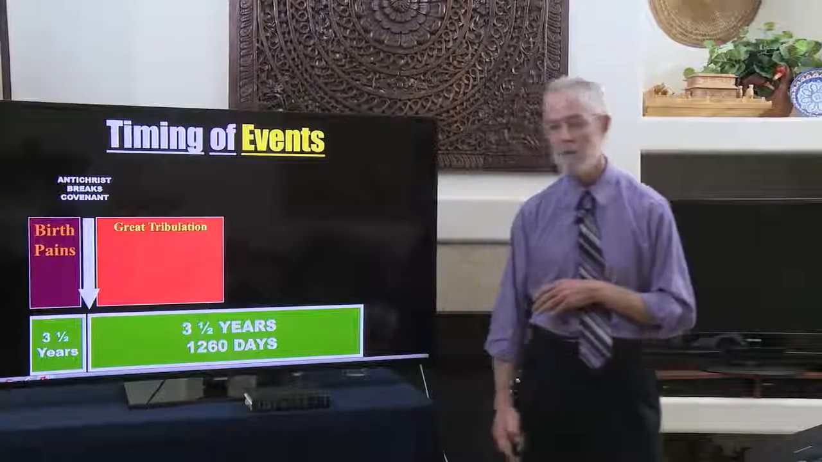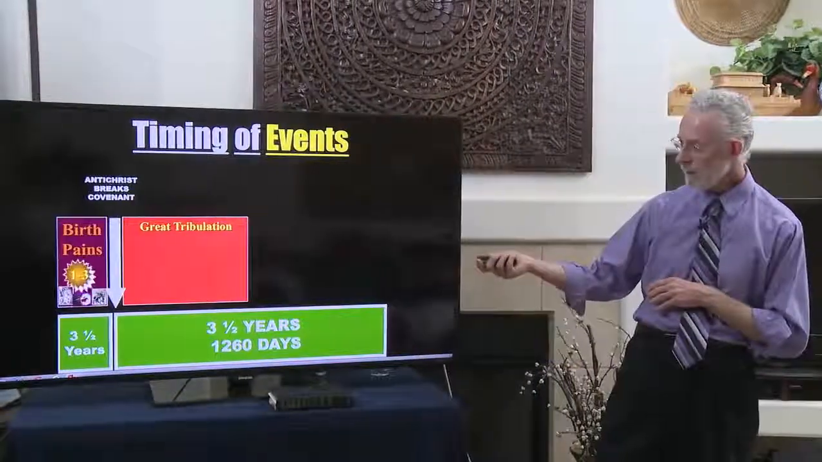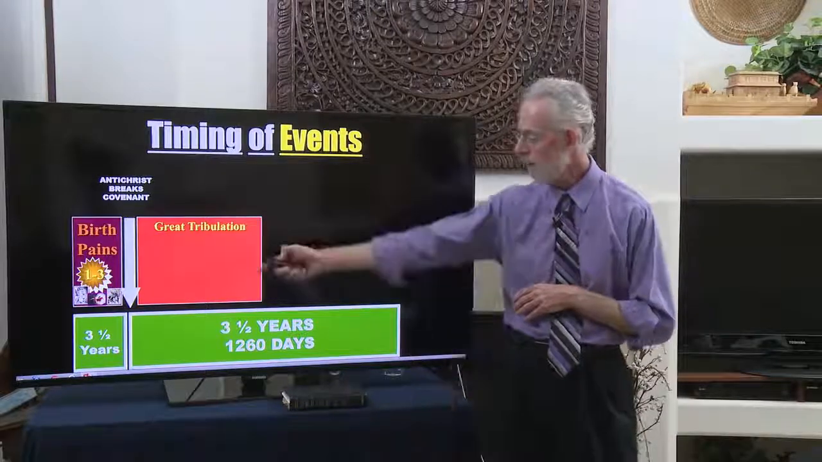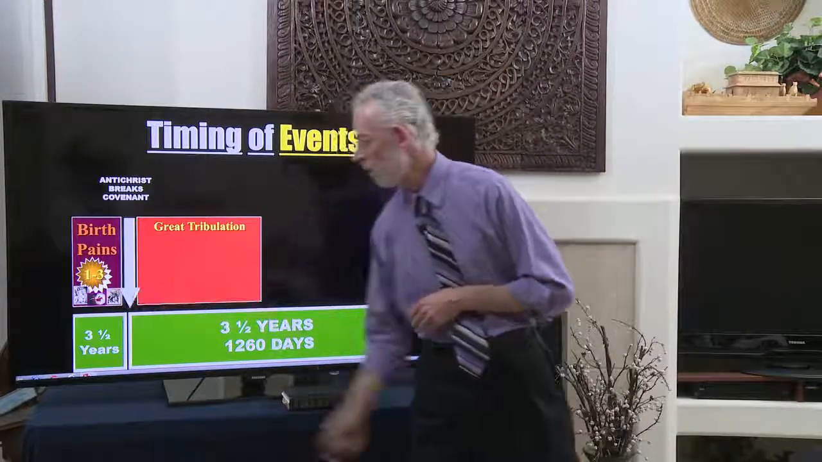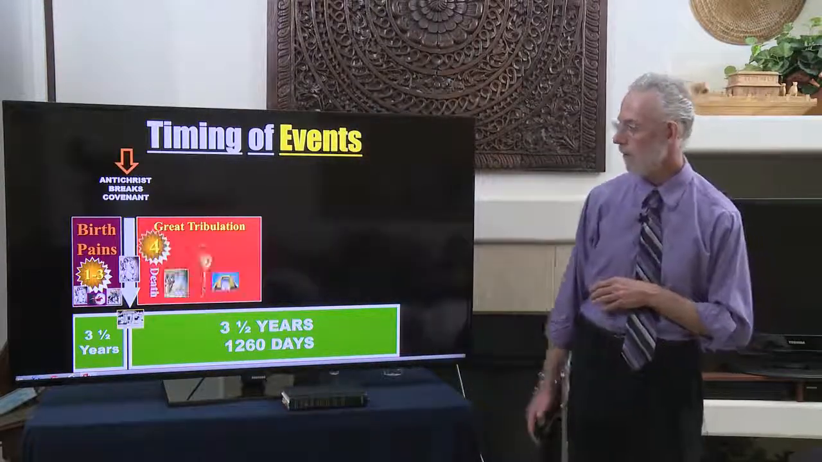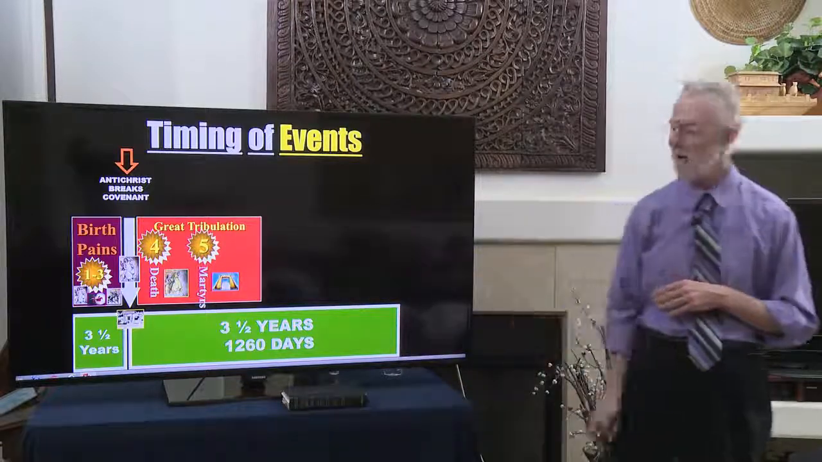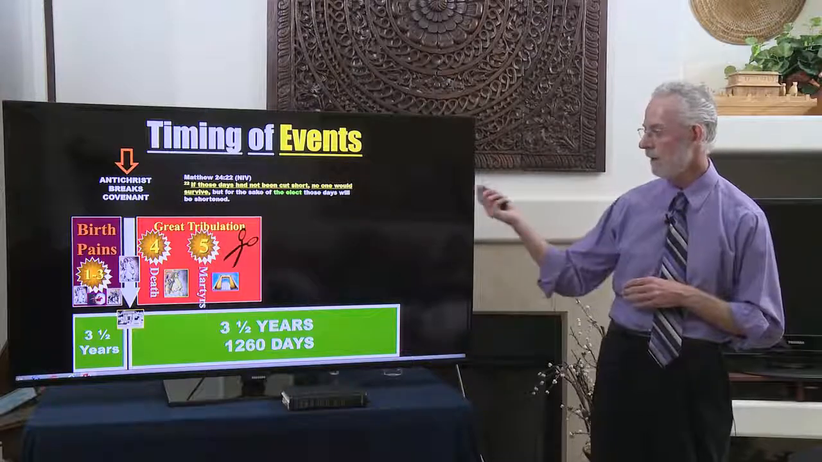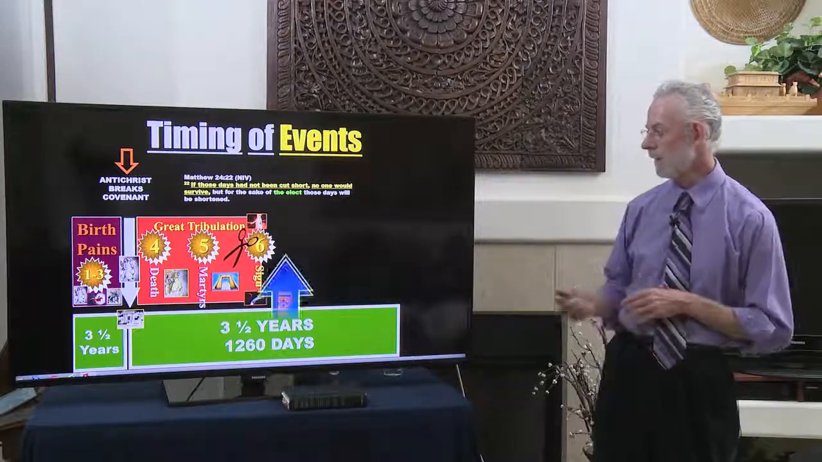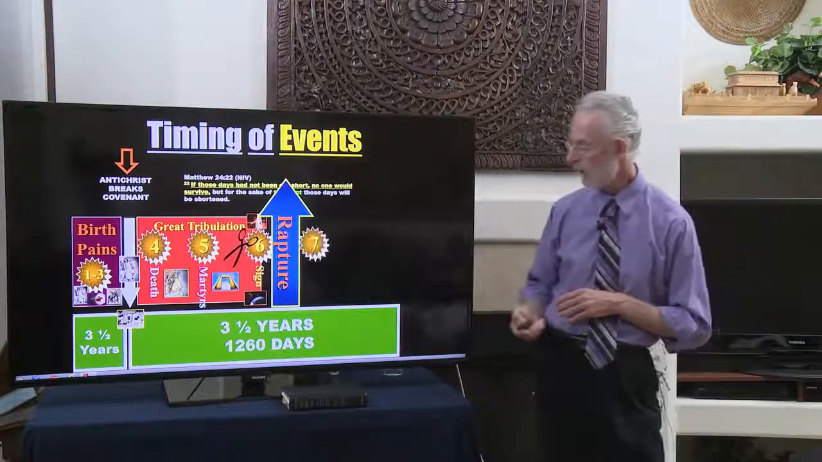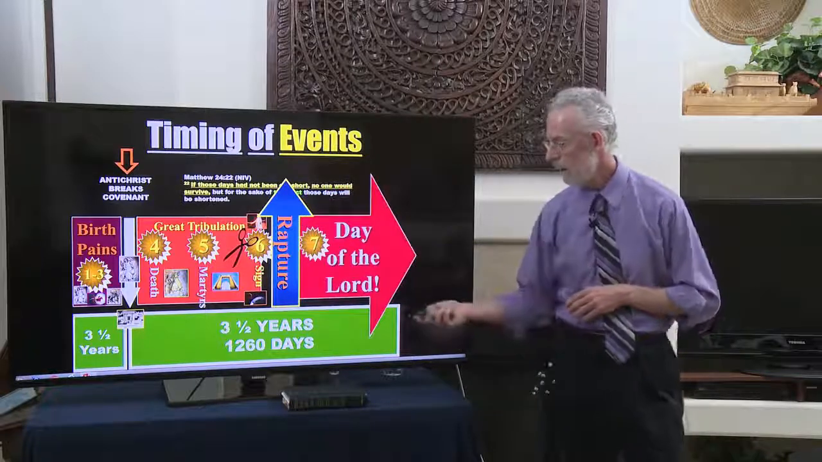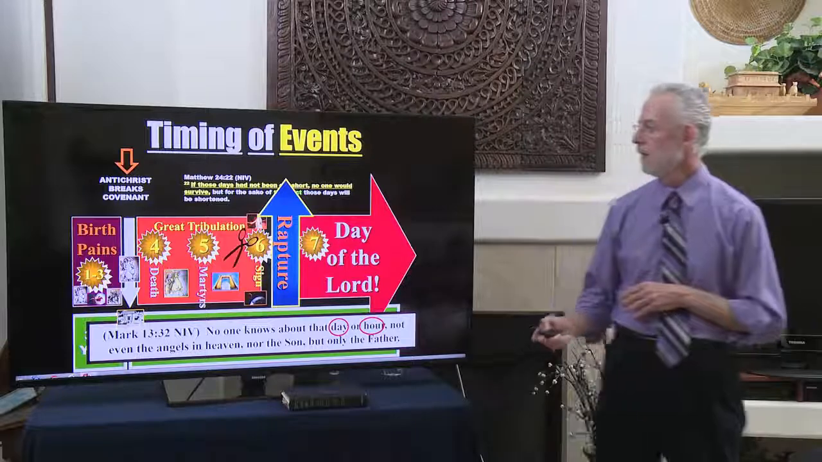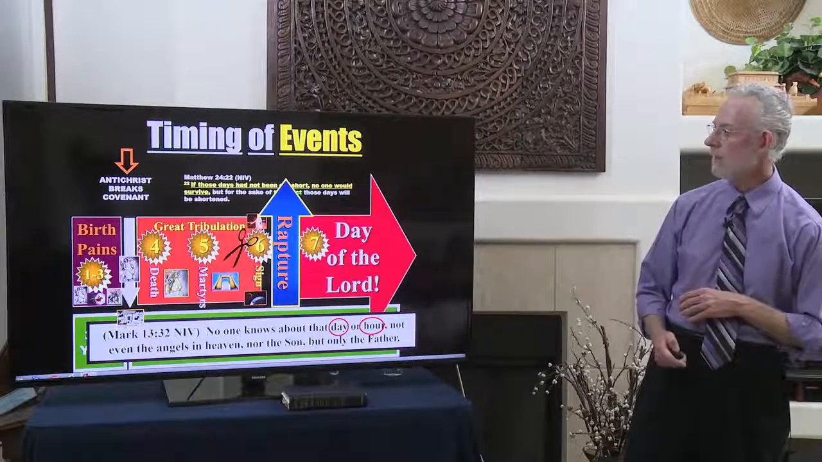All righty, so here's the timing as best I can tell. Those first 3.5 years are the birth pains. That's what Jesus said, right? The Antichrist, the war, and the famine. Antichrist breaks the covenant. We go into the Great Tribulation. That's seals 4 and 5. We have death and martyrdom. Jesus said if he doesn't cut those days short, no one's going to survive. So he cuts it short with the breaking of the sixth seal. He's going to rapture us right here before he pours out his wrath during the day of the Lord, but we can't know the day or the hour, right? So that seems to be how things lay out for us.